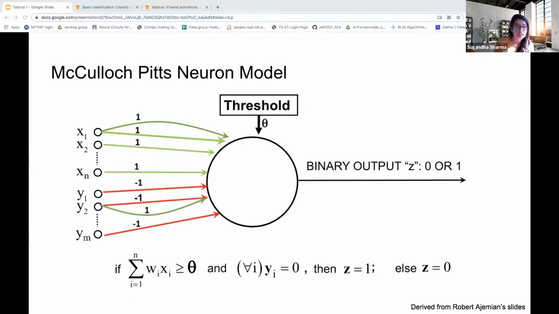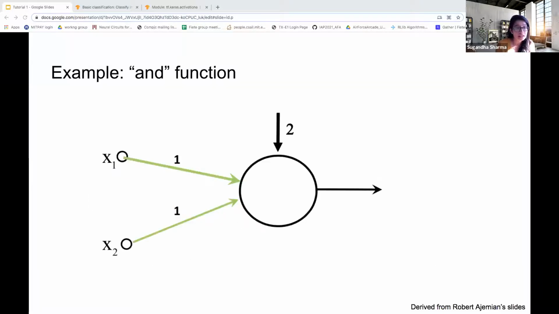And another way of looking at it is if you assume that there are no inhibitory inputs, so all your yi's are 0, then if the summation of your weights times your inputs is greater than your threshold, you have an output of 1, otherwise you have an output of 0. So this was the initial idea.